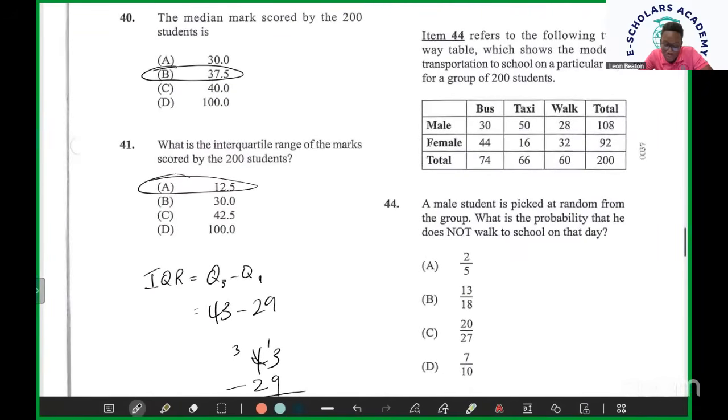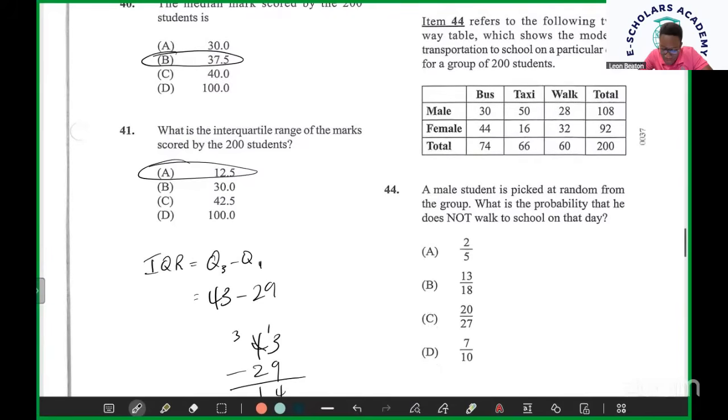Item 44 refers to the following two-way table, which shows the mode of transportation to school on a particular day for 200 students. A male student is picked at random from the group. Male student, that is the key. What's the probability that he does not walk? So we know it's a male student, so the total has got to be 108, right? Since a male student is picked at random. So the probability that he does not walk would be either he took a bus or a taxi, which is 80 over 108.